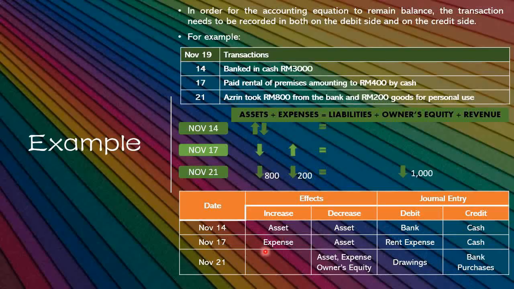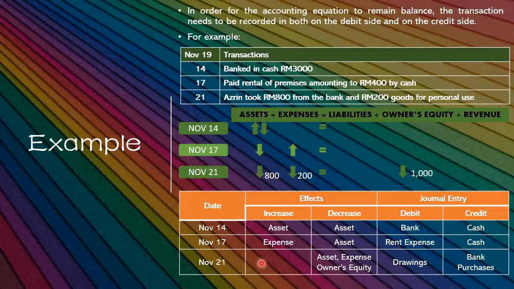Okay, for the next transaction here, you can see expense has increased because we paid more rental expense, and our cash is reduced because we have used up the cash. Jadi bila expense bertambah, expense belah sini kan, expense bertambah debit. Okay, asset berkurang credit. So debit rental expense, credit cash. Okay, you look at your equation here.